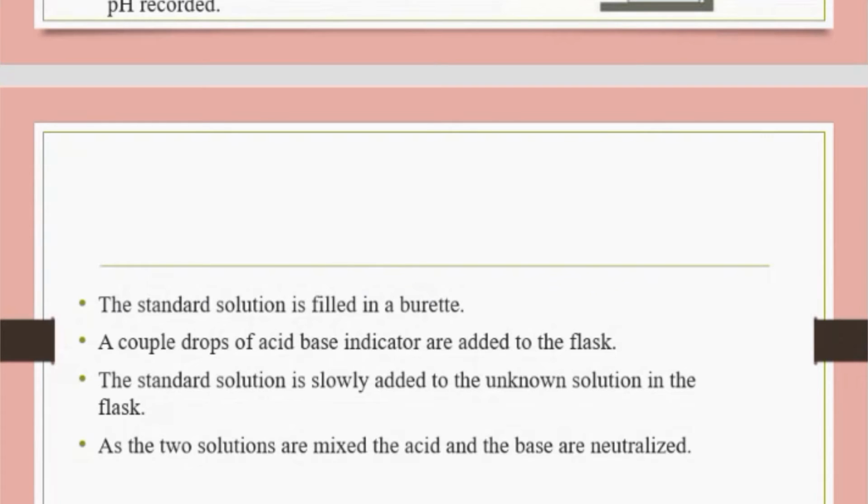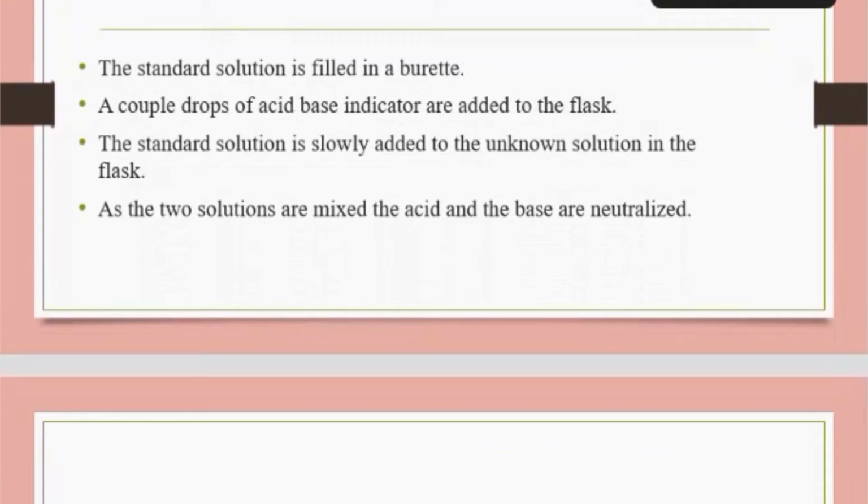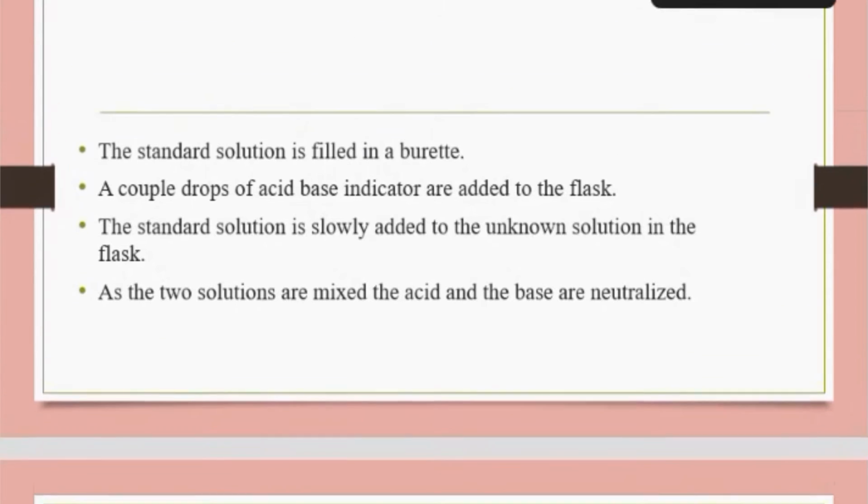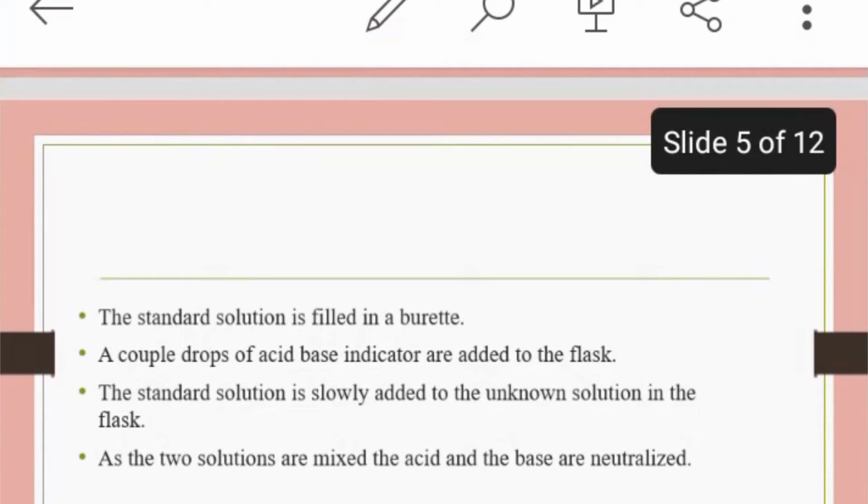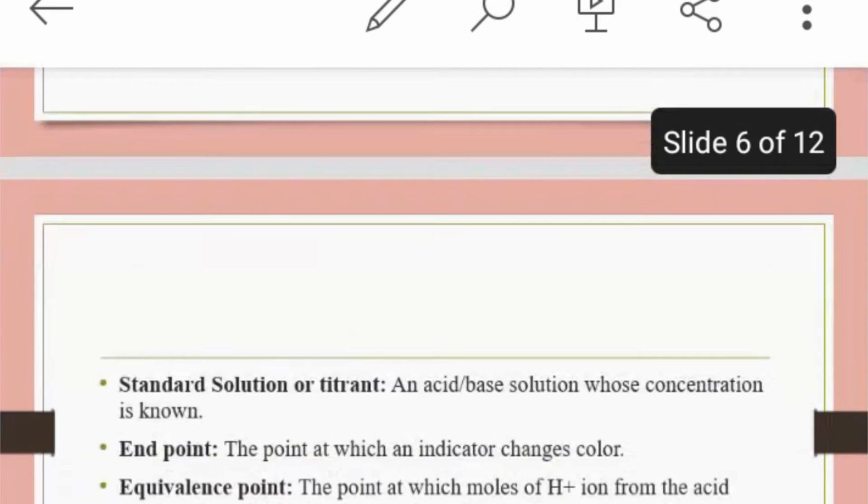What does standard solution mean? It means the solution whose concentration is known, and it is filled in a burette, and 2 drops of acid-base indicator are added to the flask, and then the standard solution is slowly added to the unknown solution in the flask, and when these two solutions are mixed, the acid and the base are neutralized.